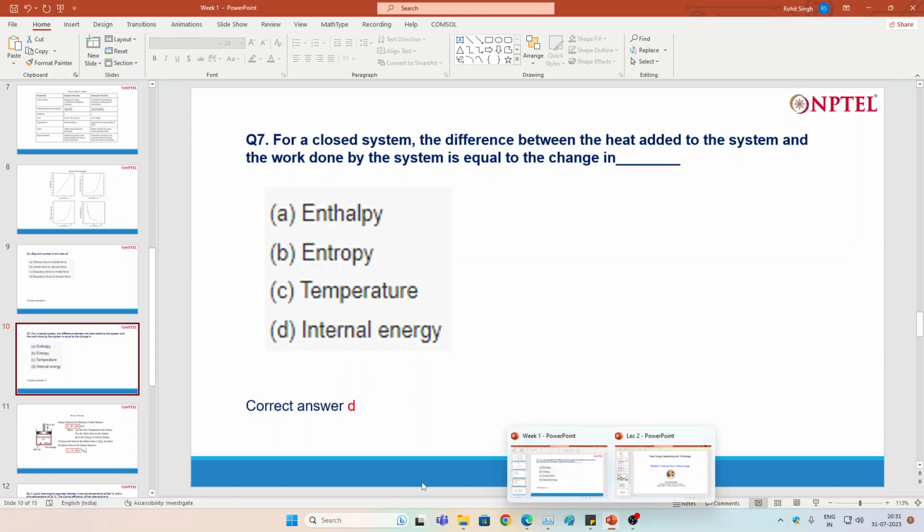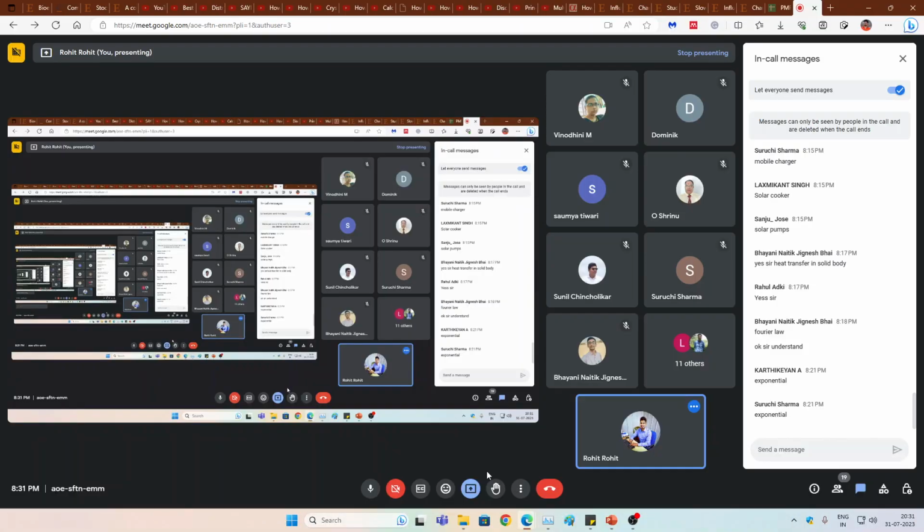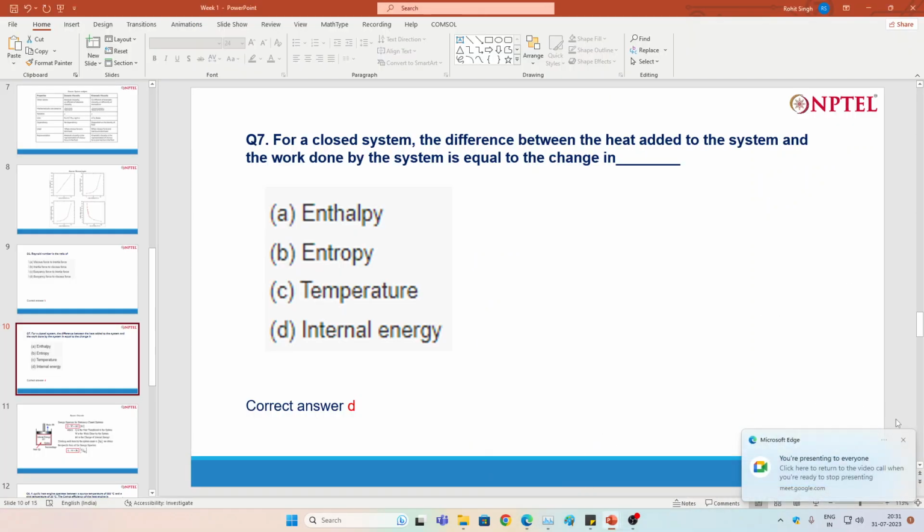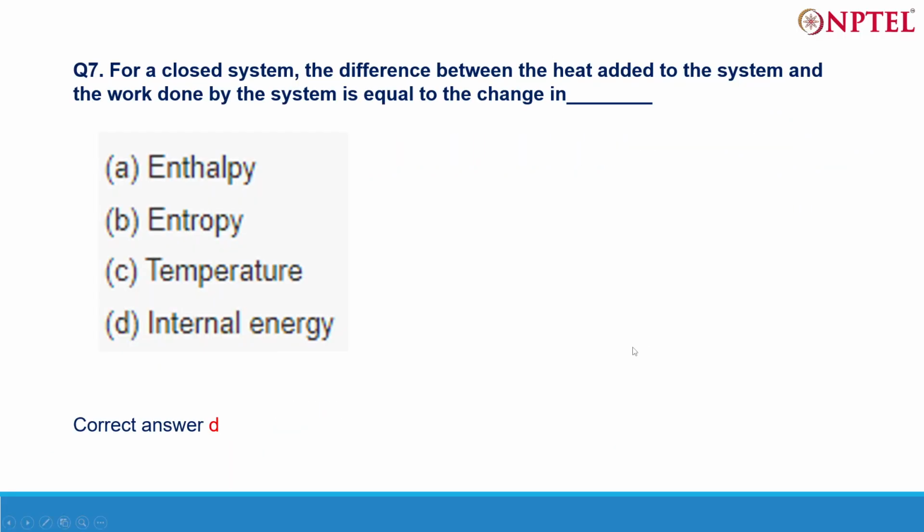Okay, so let's see. No questions. Option C. Janvi has said option C. No, Janvi, it's not option C, but yes, option C and option D are very much related to each other. I will show you how. But the correct answer is option D, internal energy.